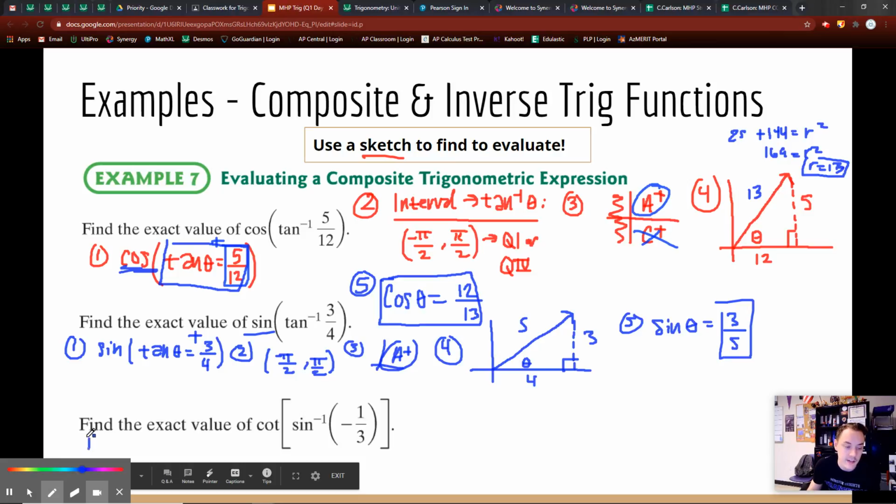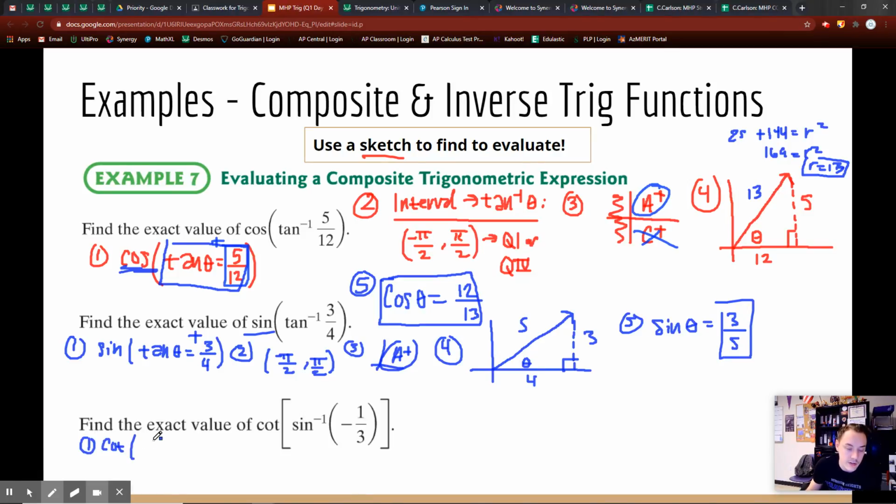Same exact thing. Let's do 1. This is cotangent of inverse sine of theta, and this is negative 1/3. My second step, I'm looking at inverse sine now, so my interval is included, brackets, negative pi over 2 to pi over 2. This is still going to be the right side of the unit circle, just like tangent here, but now it's going to be included.